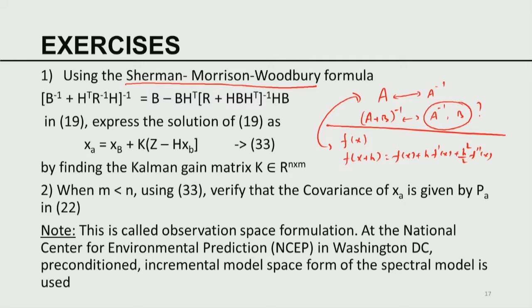I know A inverse from A. A plus B is a matrix which is close to A. So if I know somebody close to somebody who is invertible, can I express my inverse based on the inverse of a fellow whom I know is invertible and whose inverse I know? That is the idea. Same thing here. I know the value of the function at a point x. I am considering a neighborhood of the point, f of x plus h. How do I extrapolate the value of f of x to f of x plus h?